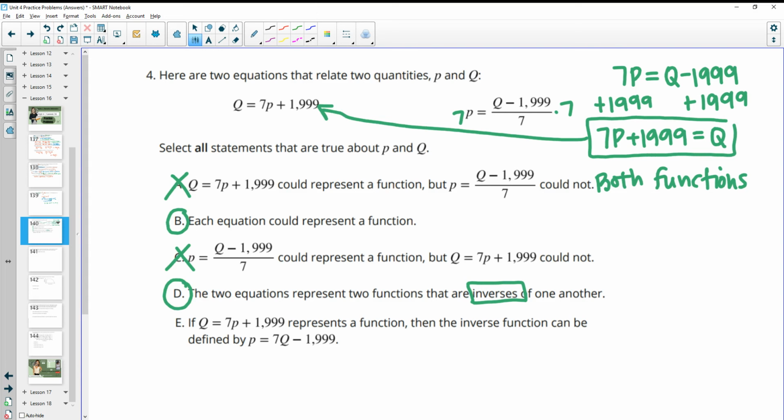If Q equals 7P plus 1,999 represents a function, then the inverse function can be defined by this, and that's false because we just looked at that this is the inverse. So this one is not the inverse.